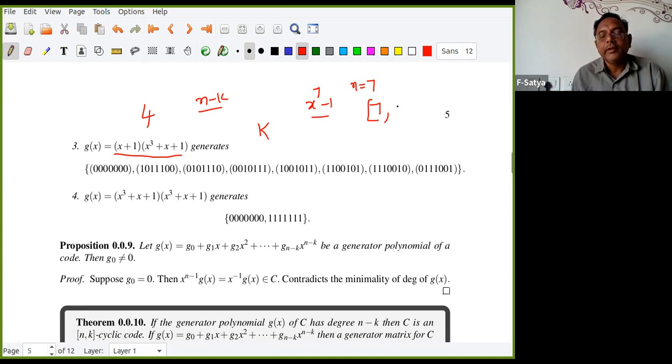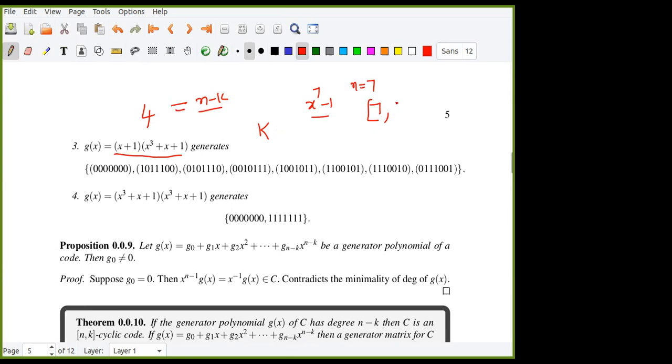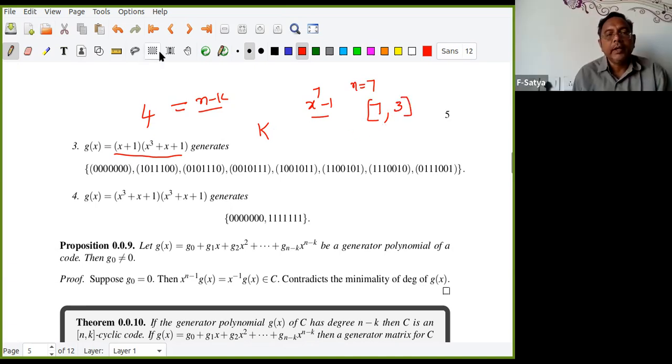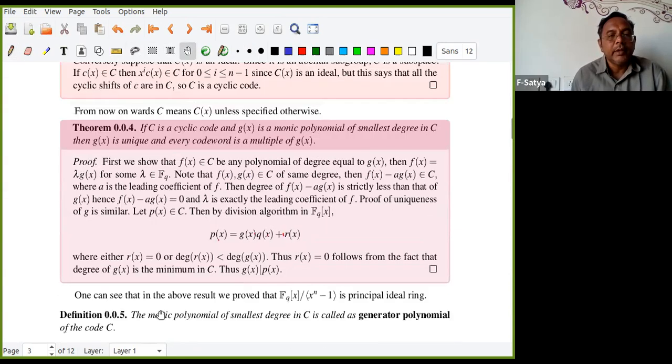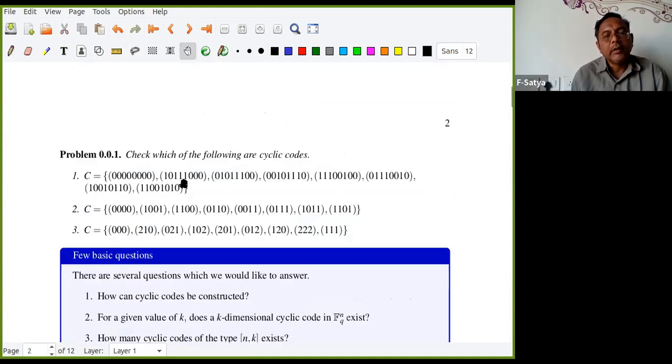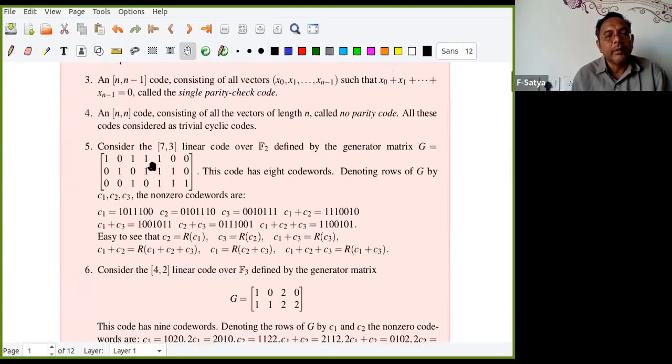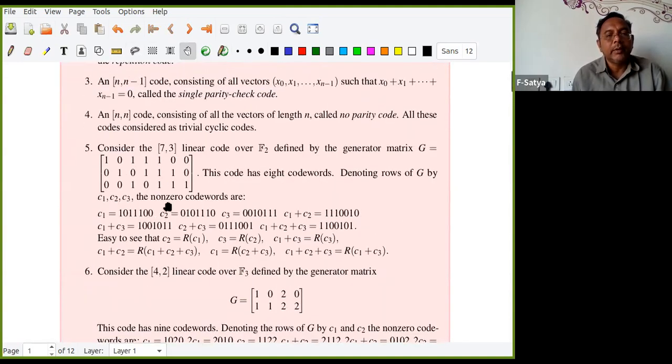Can you tell me what the k value is now? This is n minus k I'm telling. I'll tell you why. What is k then? 3, right? 3. So this is that code. You did it earlier, the Hamming code. I'm again bringing all of them, from the first page, the very beginning, whatever we did. So this code is a 7 comma 3 linear code.